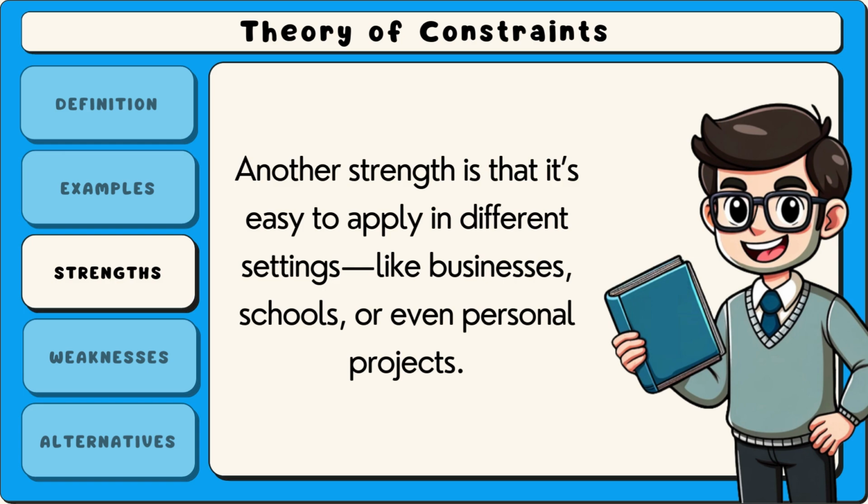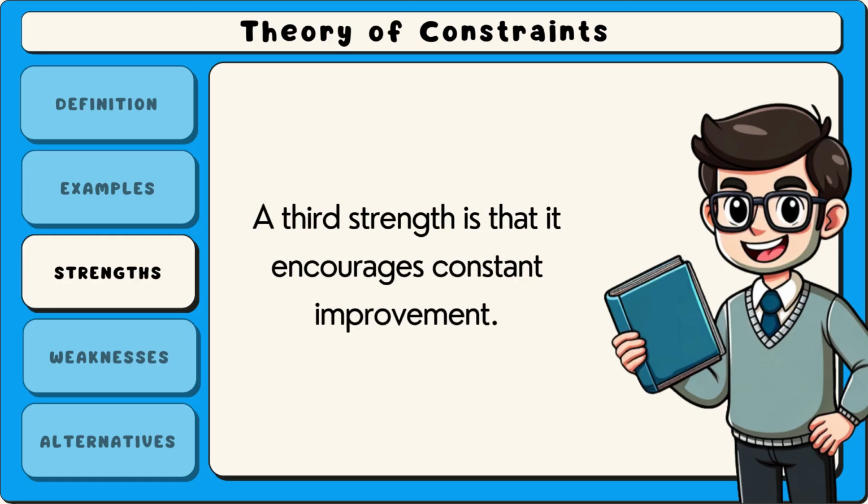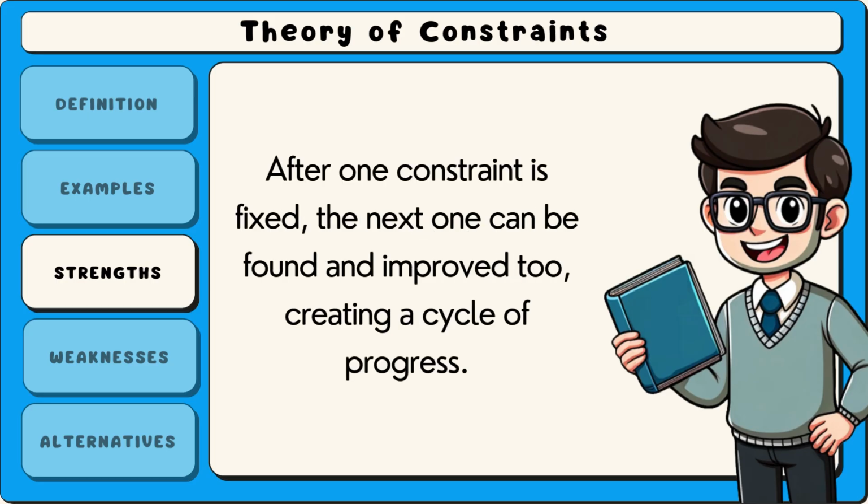Another strength is that it's easy to apply in different settings, like businesses, schools, or even personal projects. It works well because most systems do have one major weak point that limits everything else. A third strength is that it encourages constant improvement. After one constraint is fixed, the next one can be found and improved too, creating a cycle of progress.